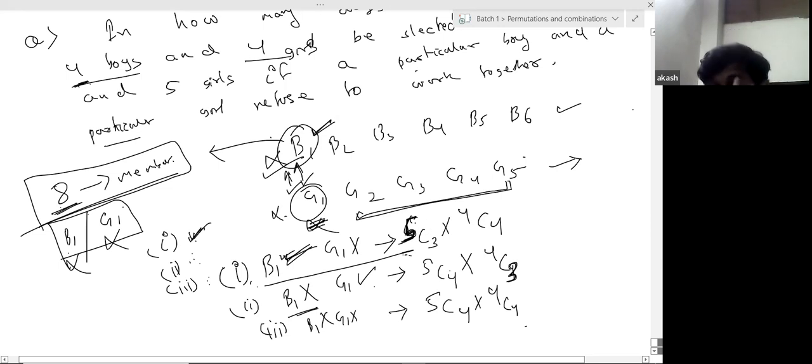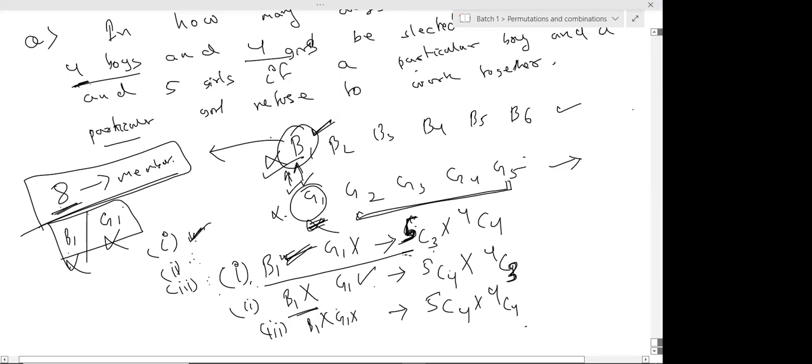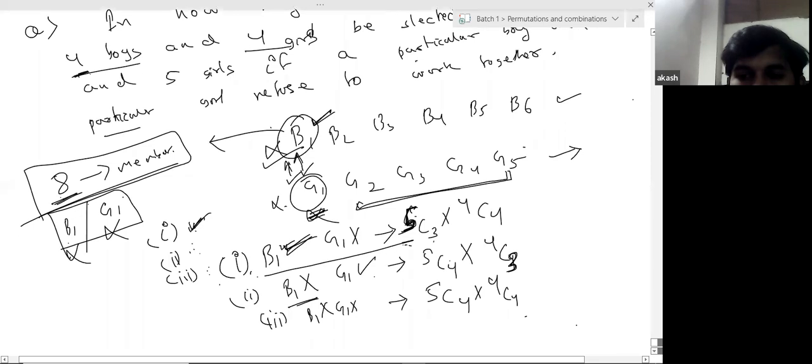Remember that question, the cricket team question, I think, right? One particular boy has to be chosen, one particular boy is never chosen. It's like that question. B1 is already selected. So you have to choose 3 boys out of 5 boys. Is it clear now, Gautam? Yes, sir. All right. Next question.